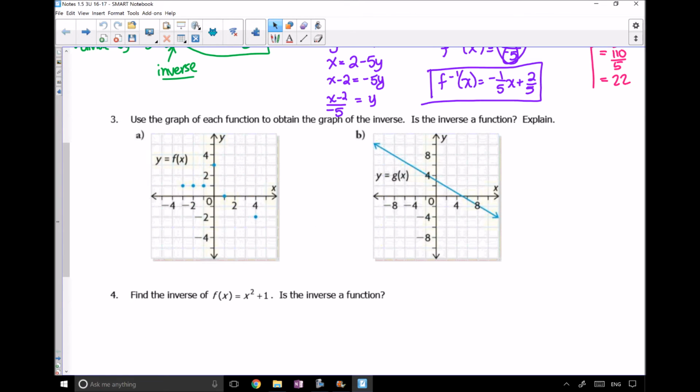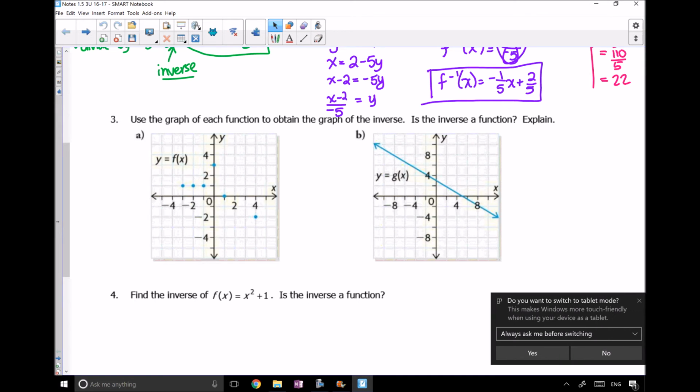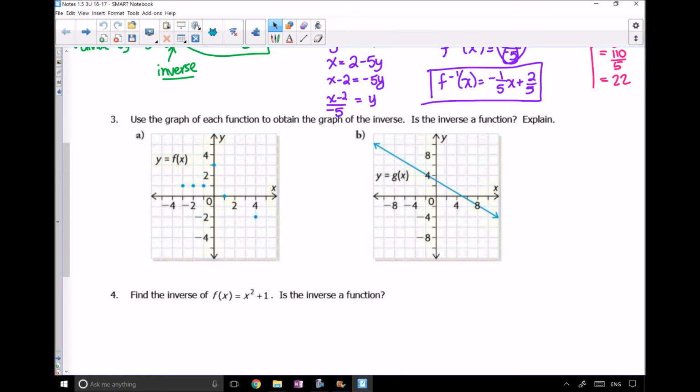All right, so question 3 says, use the graph of each function to obtain the graph of the inverse. And then it asks me to find out, is the inverse a function? And we're going to explain whether or not it's a function. So right here, remember, all we're going to do is just swap x and y. If this coordinate is (-3, 1), when I swap it, it becomes (1, -3). So I can go to (1, -3), and this is one of my points in my inverse. The next point that I have here is (-2, 1), so when I swap it, it becomes (1, -2). So I'll go to (1, -2), and I have a point right here.